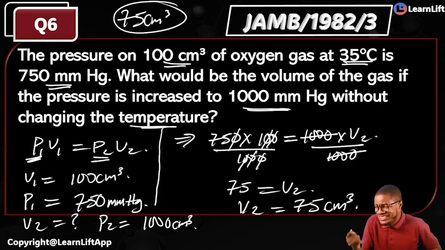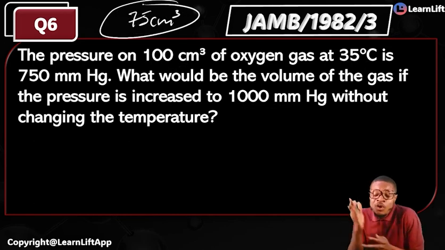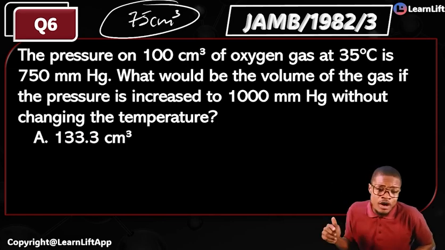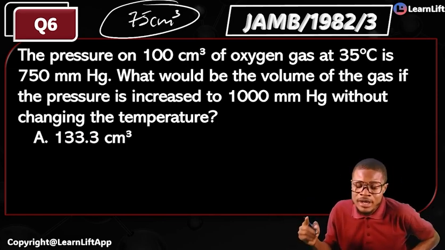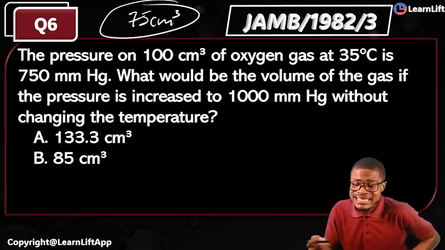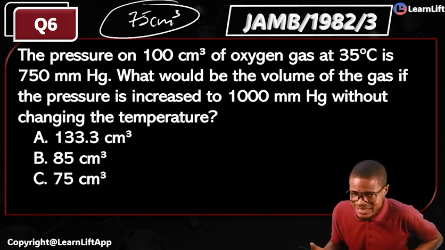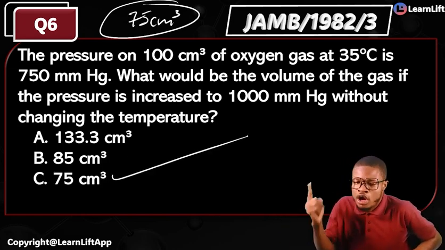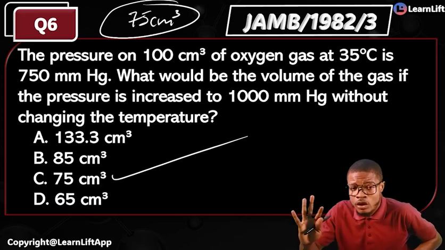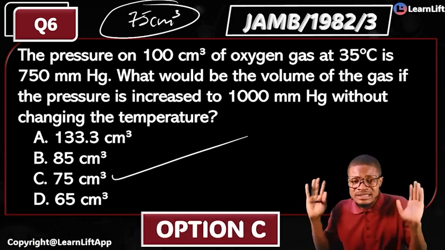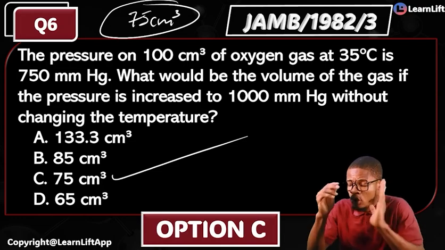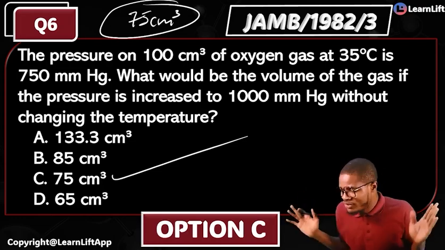Are we good to go? Yeah, let's go. Which one is the answer there? Option A says 133.3. That cannot be the answer. Option B, is that the answer? No. Is it option C? Yes. Option C is 75 cm cube. Option D says 65. So what's the correct answer there? Option C, 75 cm cube is the answer, only by applying your Boyle's law. You have gotten it out of there.